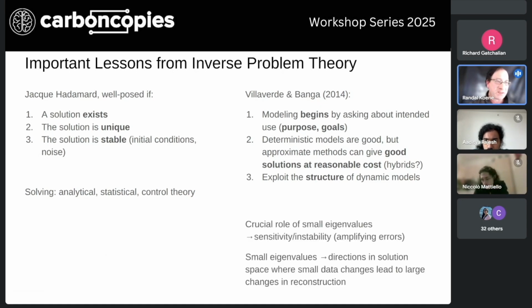In inverse problem theory, the smallest eigenvalues of a system matrix play a crucial role, as they often indicate the level of sensitivity to noise and instability in the solution. This means that a small eigenvalue can lead to significant amplification of errors in the reconstruction process, making the inverse problem ill-posed and difficult to solve accurately. Small eigenvalues represent directions in the solution space where small changes in the data can lead to large changes in the reconstructed solution.